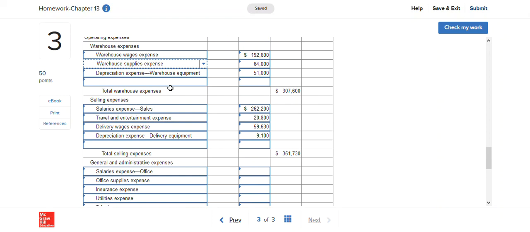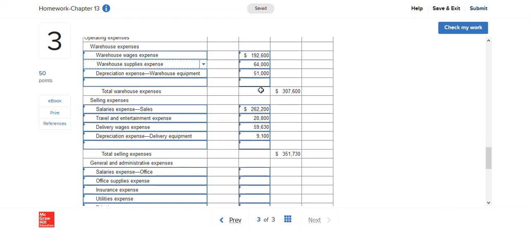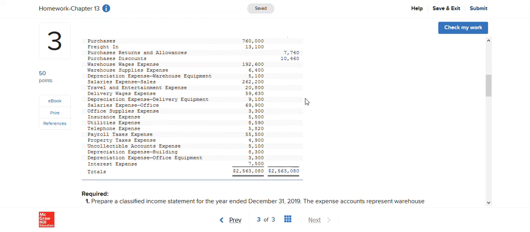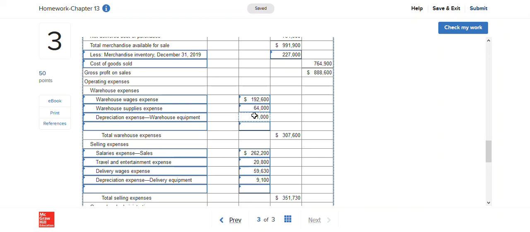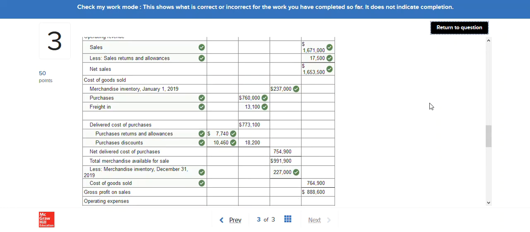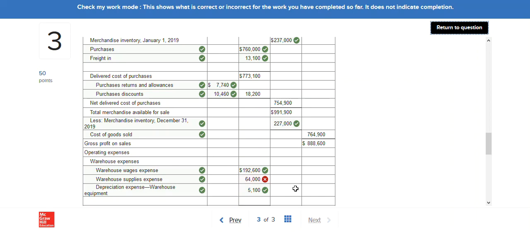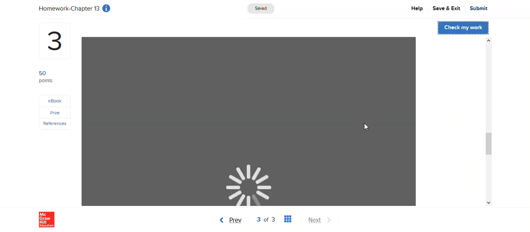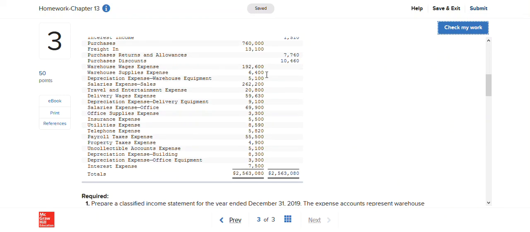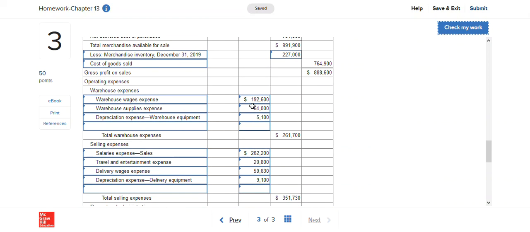Did I? No. And depreciation expense for warehouse looks like I typed in the wrong amount. Oh, 5,100 instead of 51,000. That makes a difference. All right, let's see this again. That looks better. Oops, I have a wrong amount there. I probably have too many zeros. $6,400. Boy, I'm going zero happy today. $6,400.